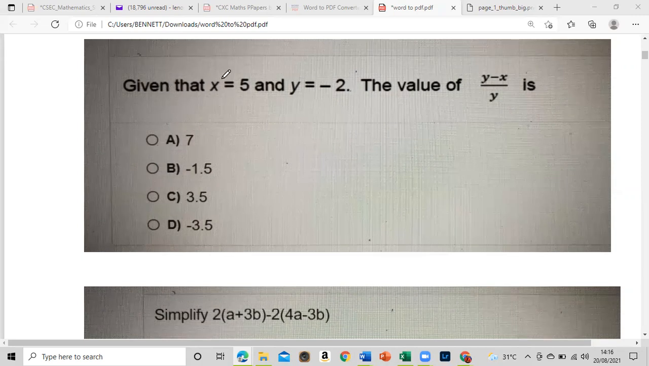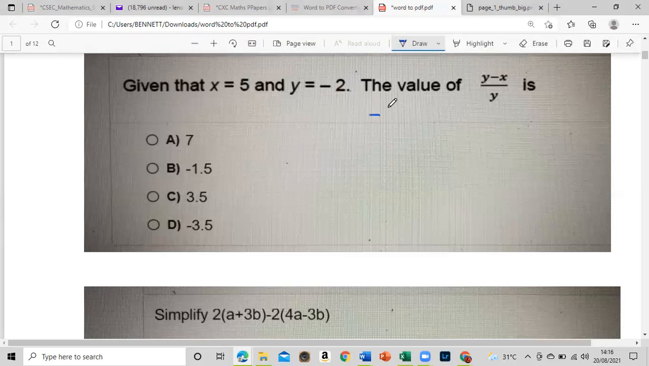All right, so let's go now. It says, given that X is equal to 5 and Y is equal to negative 2. So we could just put Y is equal to negative 2, there's a minus there, and X is 5, right? So it's a negative 2 minus 5 divided by Y, which is minus 2. Negative 2 minus 5 is like somebody owe you $2 and then you borrow $5 more, so then you owe $7 now. We divide it by negative 2. So the negatives cancel each other, and this will give us positive 3.5.